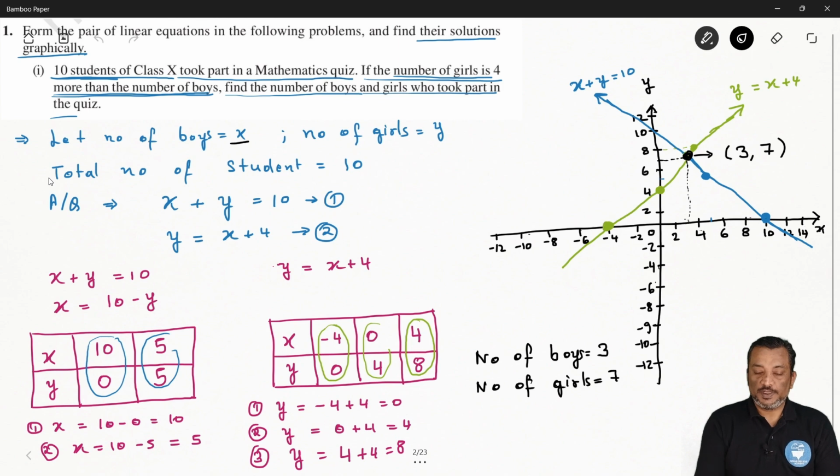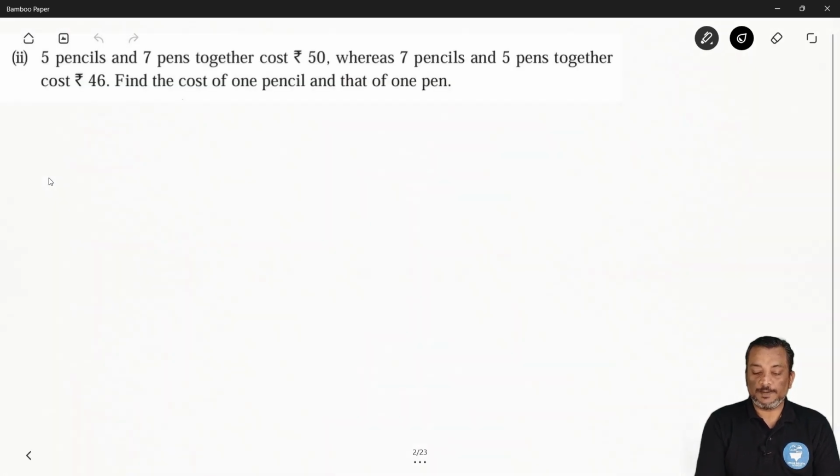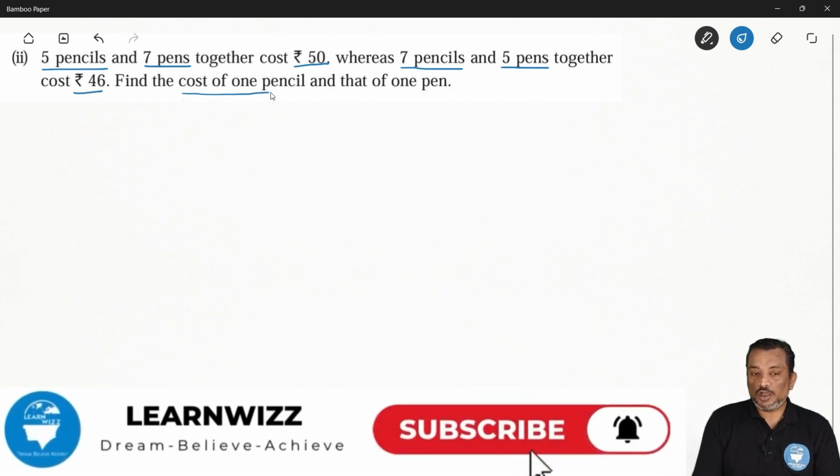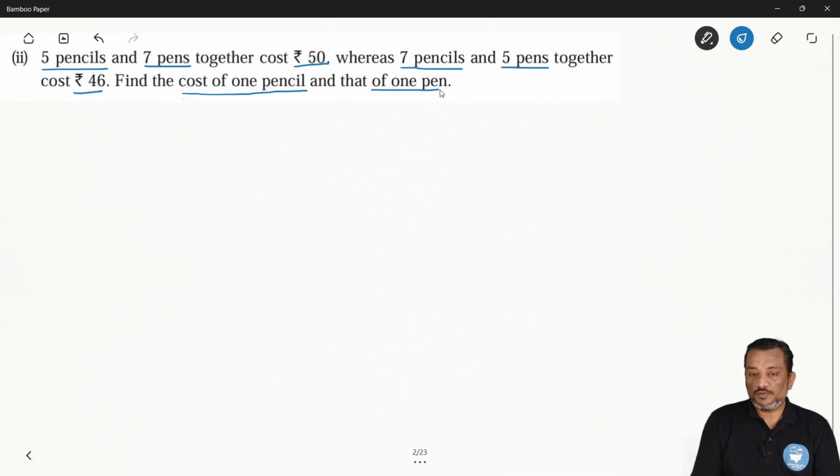ठीक है, अब आते हैं सेकंड क्वेश्चन की तरफ. तो सेकंड क्वेश्चन हमारा बोल रहा है 5 pencils and 7 pens together cost 50 rupees. And second time it is saying 7 pencils and 5 pens together cost 46 rupees. So it is saying find the cost of one pencil and of one pen. ठीक है, अगेन इस चीज को हमें ग्राफिकल मैथड से सॉल्व करना है. तो मेक श्योर आप ग्राफिकल मैथड में सारी चीज प्रॉपर वे में लो, और जो भी डेटा आपके दिए हुए हैं उसको आप प्रॉपर पहले लिख लो.